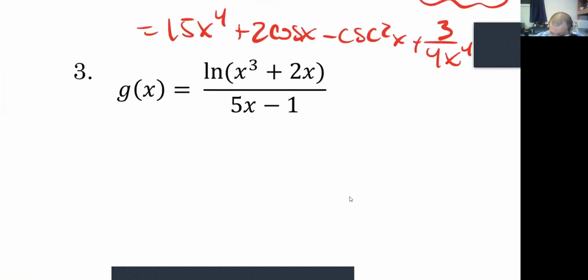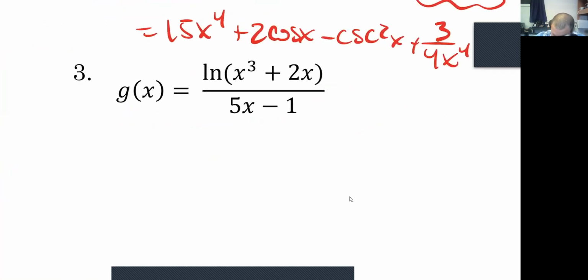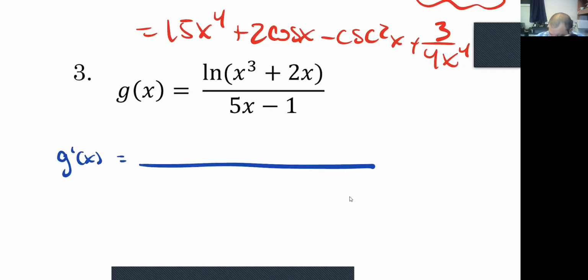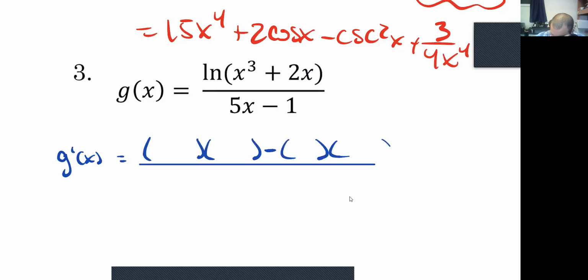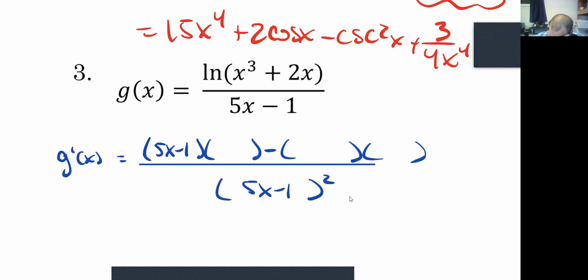If I look at this thing, well, we got a quotient rule. So I would take g prime of x. Quotient rule has 5 terms connected by subtraction in the top. Our denominator is squared, so we just keep the denominator as is and square it. This first term is just the denominator. This third term is going to be the natural log of x cubed plus 2x. And then it's time to take derivatives of the other stuff, right?